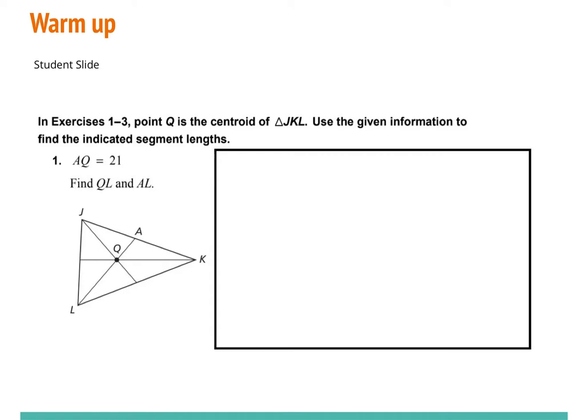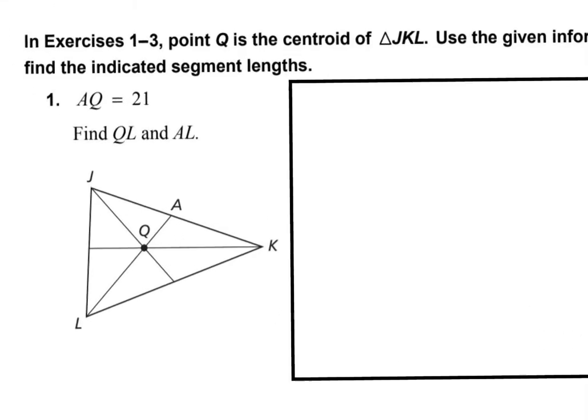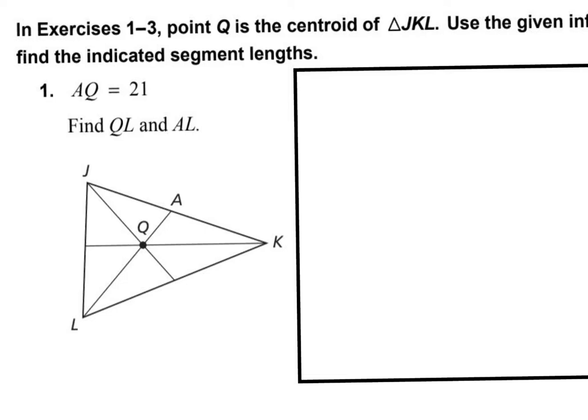Check it out. In exercises 1 through 3, notice the box. The box is covering up 2 and 3. Point Q is the centroid of JKL. Use the given information to find the indicated segment lengths. If AQ is 21, what would QL be?